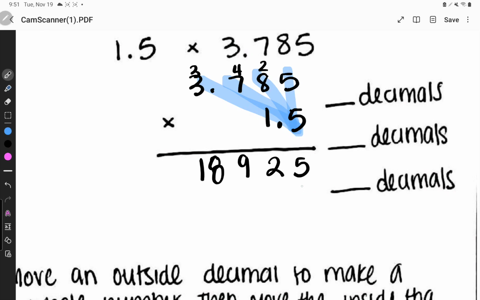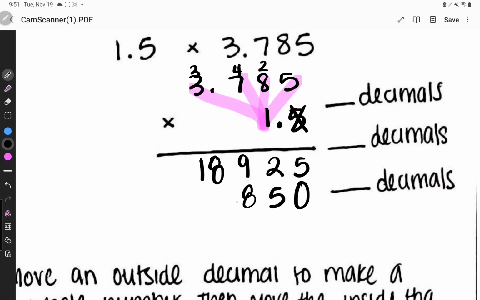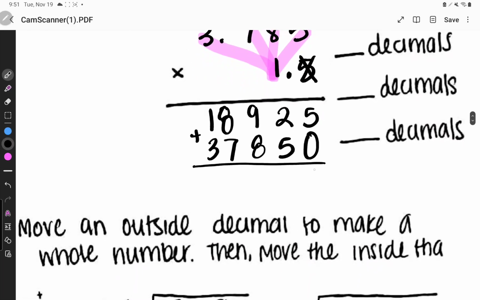I'm on my second row now, so I add a 0. Now we go through our 1s. So you have 1 times 5, 1 times 8, 1 times 7, and 1 times 3. So 1 times 5 is 5, 1 times 8 is 8, 1 times 7 is 7, and 1 times 3 is 3. After that, we add.